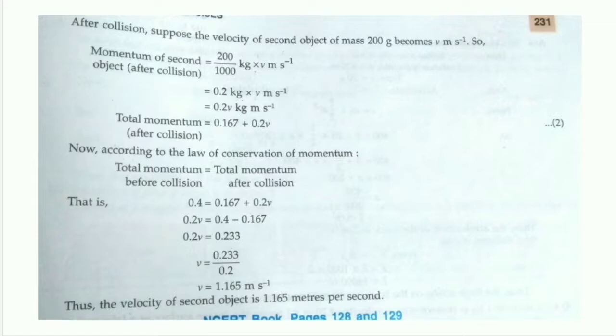0.167 plus 0.2v. Now from the law of conservation of momentum, total momentum before collision equals the total momentum after collision. So we have 0.4 equals 0.167 plus 0.2v. 0.2v equals 0.4 minus 0.167. This implies v equals 0.233 upon 0.2. Thus, the velocity of the second object is 1.165 meters per second.